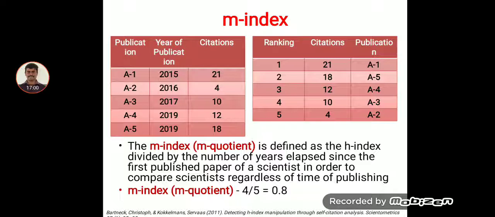When you see the table, the author's publications are given along with the years. The author started his first publication in 2015 and the H index of the author is 4. So the H index 4 divided by the total number of years since his first publication, which is 5. So 4 divided by 5 is equal to 0.8. The M index of this particular author is 0.8, and this is how the M index is calculated.